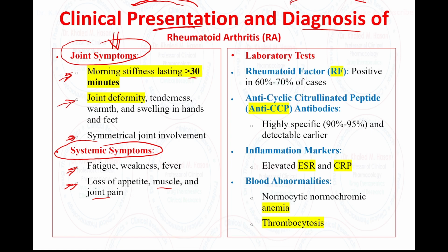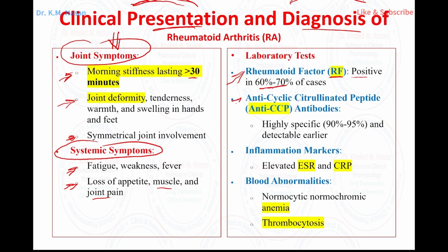How to confirm the diagnosis? In addition to the clinical presentation, we look at the laboratory tests. For example, here we have rheumatoid factor. When you implement the rheumatoid factor RF test, this will be positive in 60 to 70% of the cases.